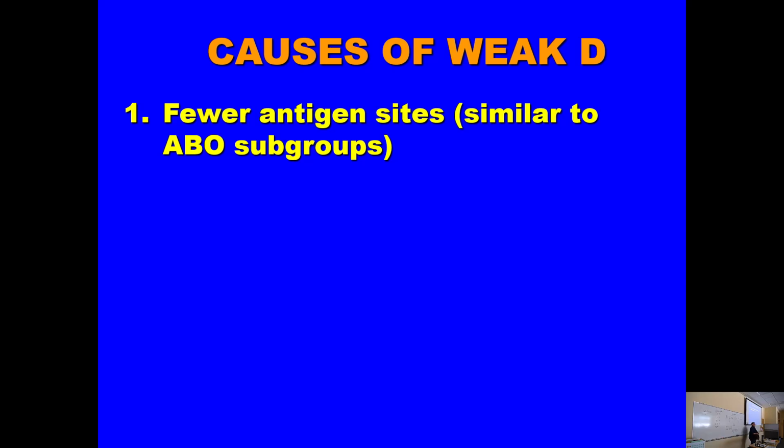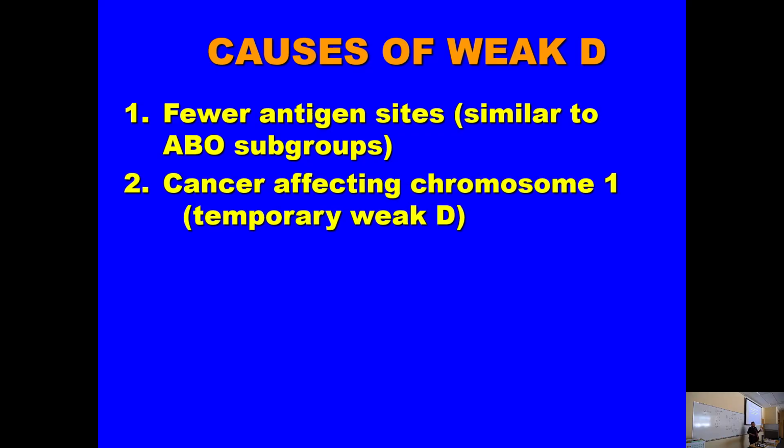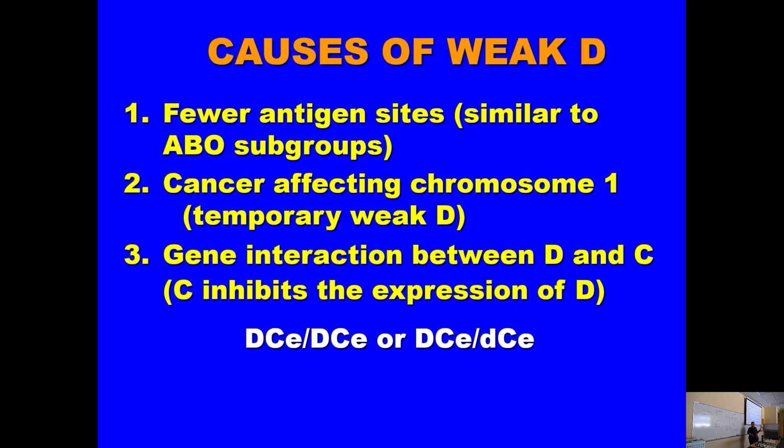Weak D, some of the reasons why it's weaker: fewer antigen sites than normal, so they're not going to react as much. Similar to the ABO subgroups, there are fewer antigen sites for those. Any sort of cancer affecting chromosome 1, remember the D antigen is on chromosome 1, so any of those cancers that affect that chromosome could affect it.